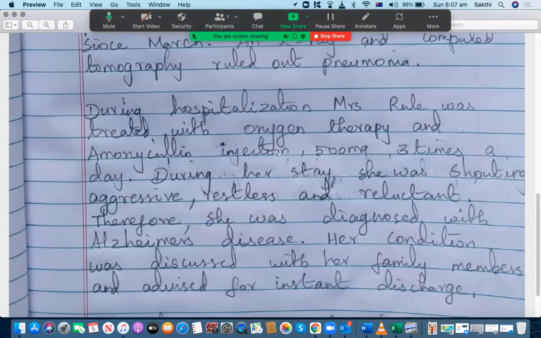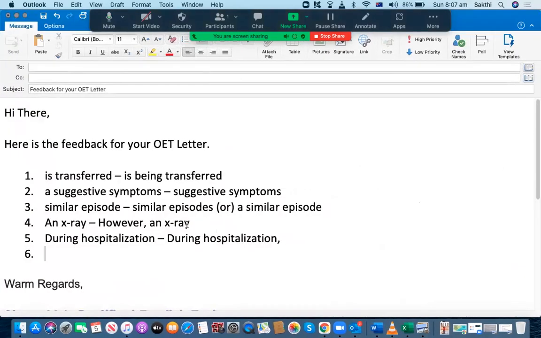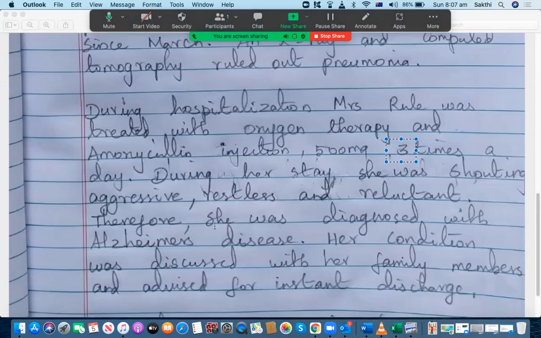Mrs. Rule was treated with the oxygen therapy and amoxicillin injection 500 mg 3 times a day. That's good. There's no grammar mistake here, but I would recommend you to write down 3 in words if possible, because that's going to help a lot. For the numbers that are less than 10, it is highly recommended to write those numbers in the word forms. For example, 3, THREE, 4, FOUR, and so on. Okay, let's go ahead with the next one.